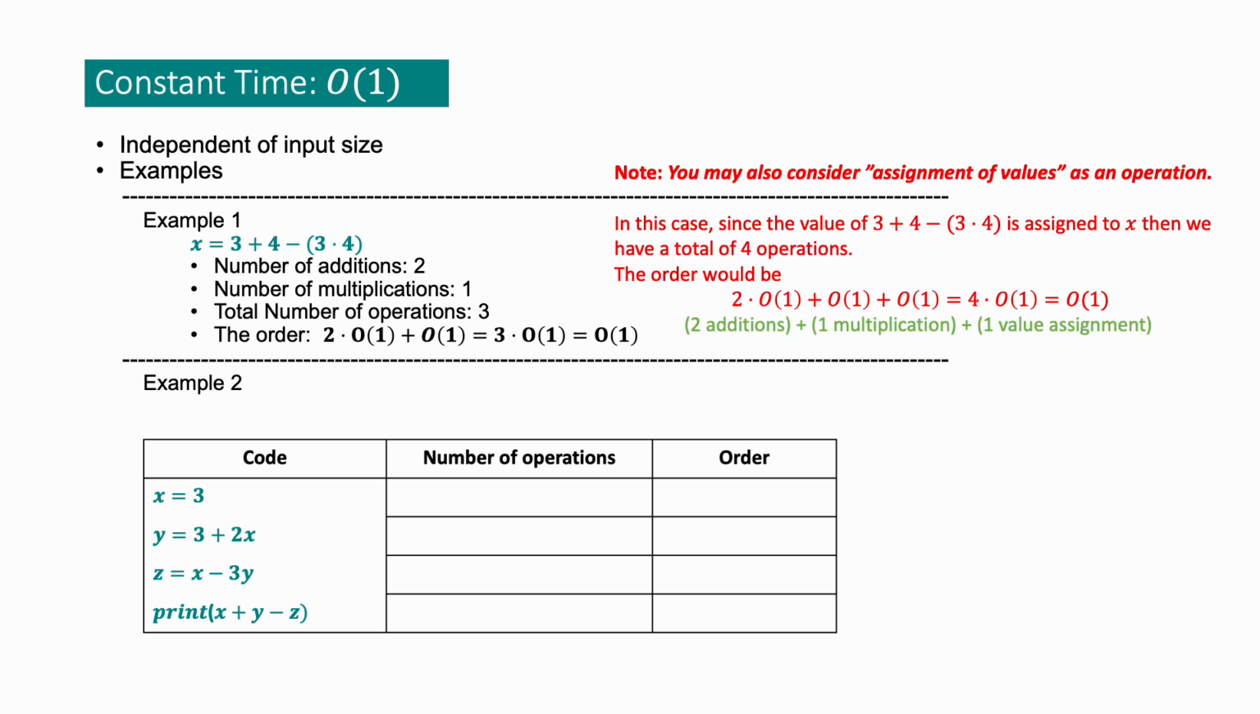Now, some analyses also consider the assignment of values as an operation. In this case, the value of 3 plus 4 minus 3 times 4 is assigned to x, so we can add one more operation, which is assignment of value. So we have 4. We have 2 times O of 1 for the addition, O of 1 for the multiplication, and another O of 1 for the value assignment, which is equal to 4 times O of 1, which is just O of 1. Even if we consider that, our complexity is still constant time, or O of 1.